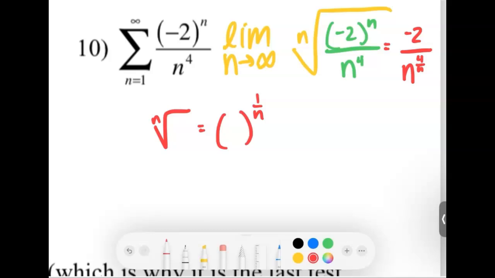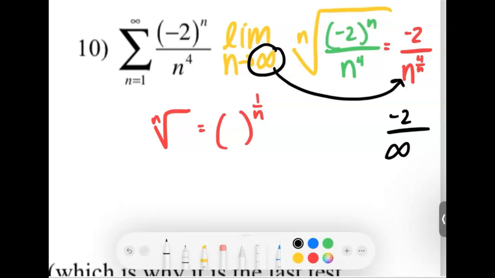And why might we do that? Well, there is a rule that says when we plug in infinity, this will now be negative 2 over infinity to the, we have an n there, 4 divided by infinity is 0. And anything to the 0 power is 1. So this is negative 2 over 1. And remember, we need the absolute value. And so what we actually get here is 2.